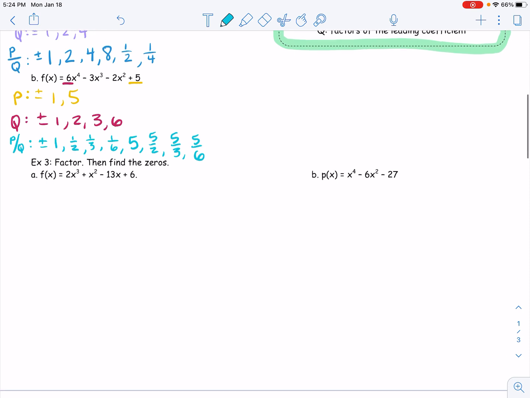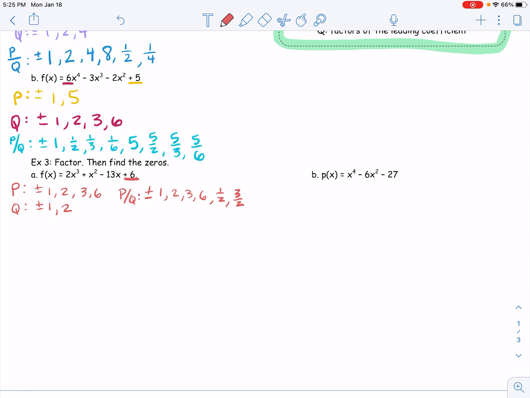So let's make our chart really quickly. I want to know what my P over Q values are. Well, here, let me break it down again. P is going to be plus or minus 1, 2, 3, 6. Q is going to be plus or minus 1 or 2. So that means P over Q is going to be plus or minus 1, 2, 3, 6, 1/2, 3 over 2, 6 over 2, but that's really just 3. So here's my list. I have 12 possibilities.